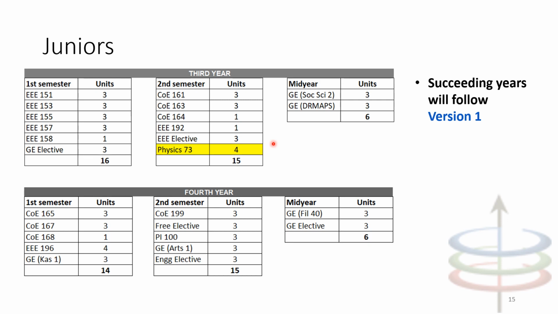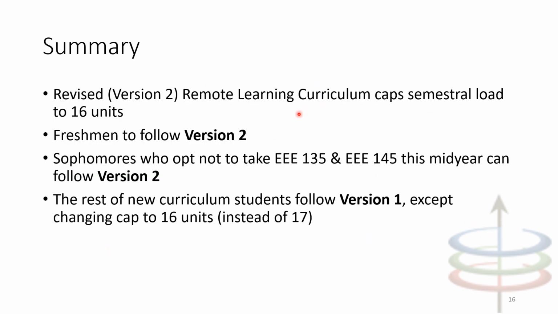Of course, the incoming freshmen would be given the version 2 of our checklist. Okay, so just to summarize, the cap that we are following for version 2 is 16 units. Again, we are constantly revisiting this remote learning curriculum. So if the circumstances change, for example, if we are able to shift to face-to-face learning, then we can adjust this cap.